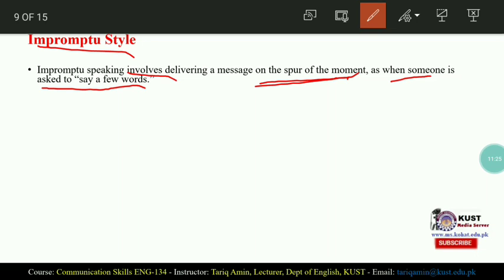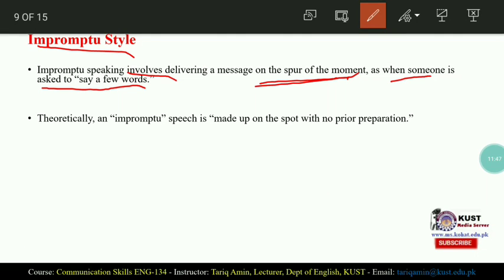This is when you visit somewhere and you don't know that you will be asked to deliver something, and someone asks you to say a few words. Such a presentation is impromptu.